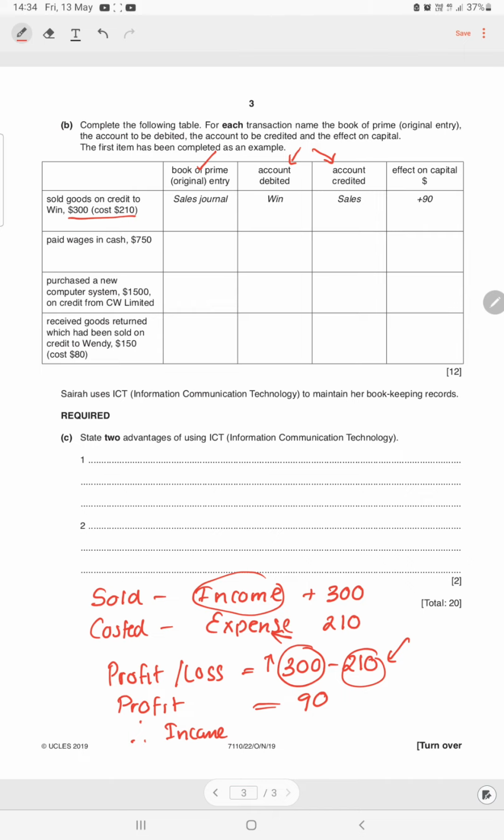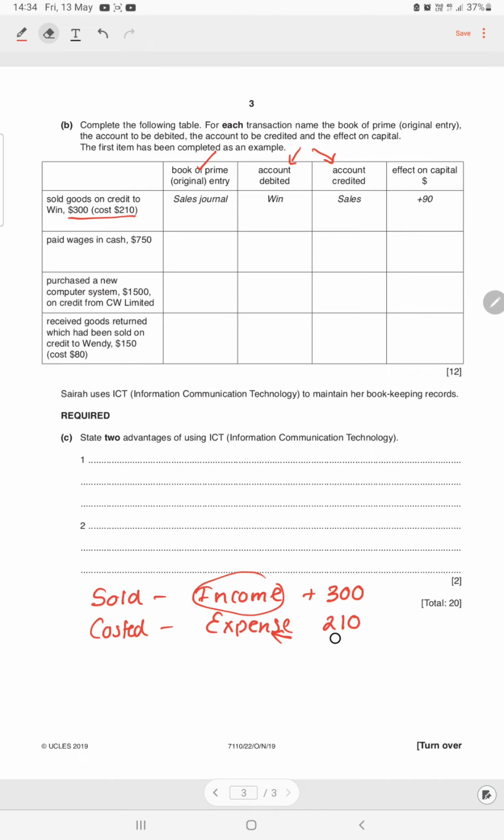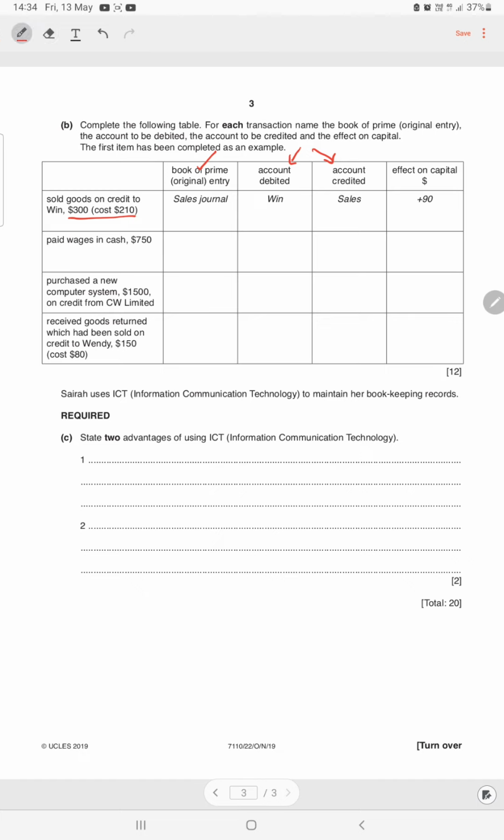Since in order to get a profit your income has to be higher than your expenses, $90 is an income, and incomes have increased, so profits increase. It simply means you made more than you spent, you made a profit. Making a profit increases the value of your equity. So as you can see, that's why equity has increased by $90.